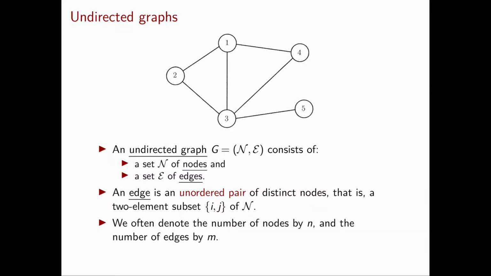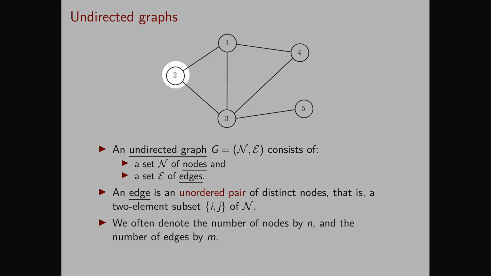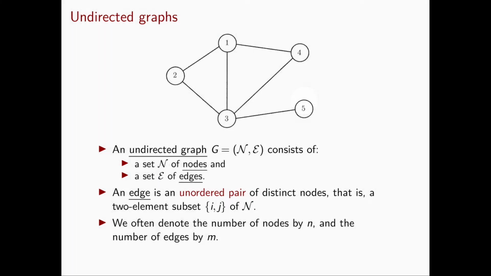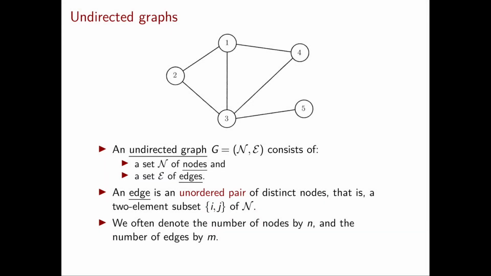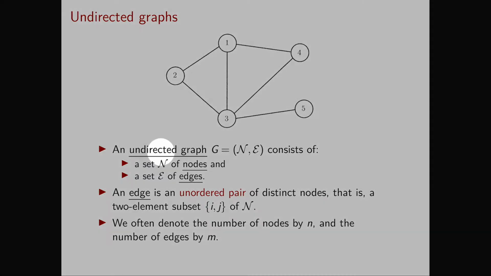Let's now start with undirected graphs. At the top of this slide, we have an example of an undirected graph. In particular, we have 5 nodes, which I call 1, 2, 3, 4, and 5, and some of them are connected by a link that we're going to call an edge. Formally, an undirected graph is an ordered pair (N, E), where N is a ground set, which is called the set of nodes, and E is a set of edges.